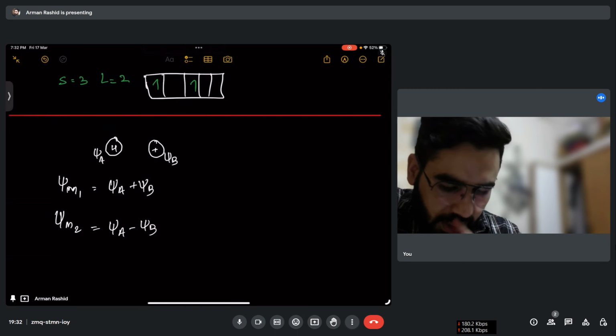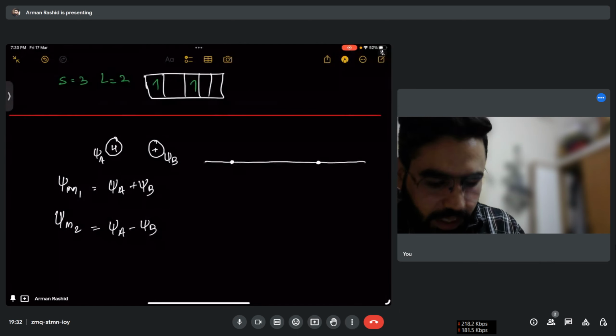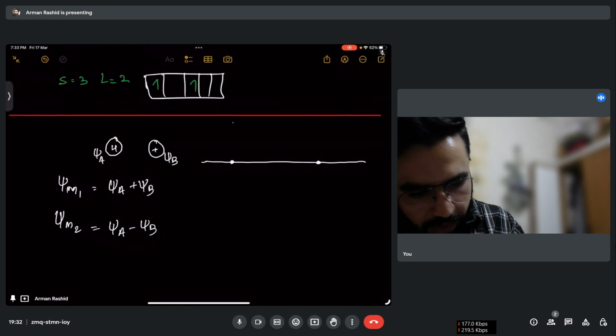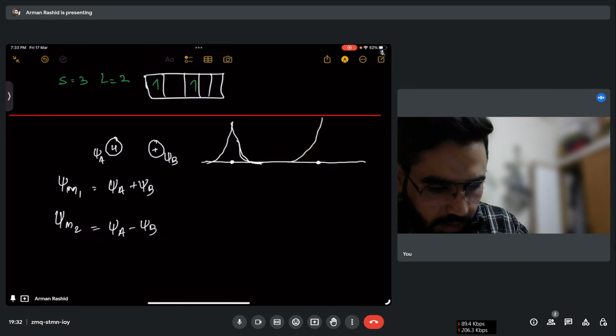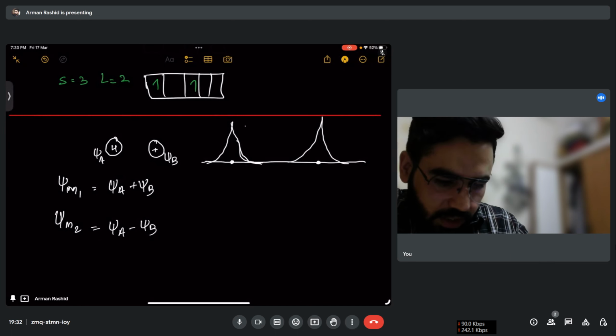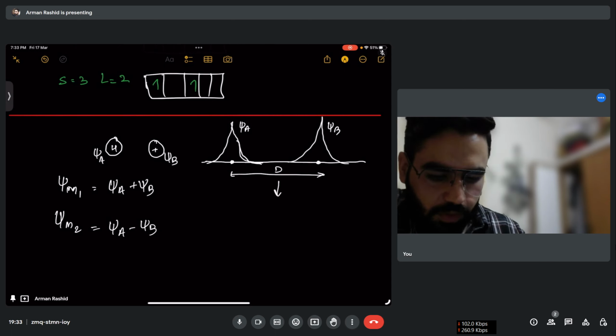If we take the nuclei of one and the nuclei of another, what we do is plot the s orbital wave function. The s orbital wave function comes like this, and similarly here we'll have it like this. So this is psi A, this is psi B, and when the separation between them is very large, this is the distance D. But once they come closer to each other, we'll create two states.